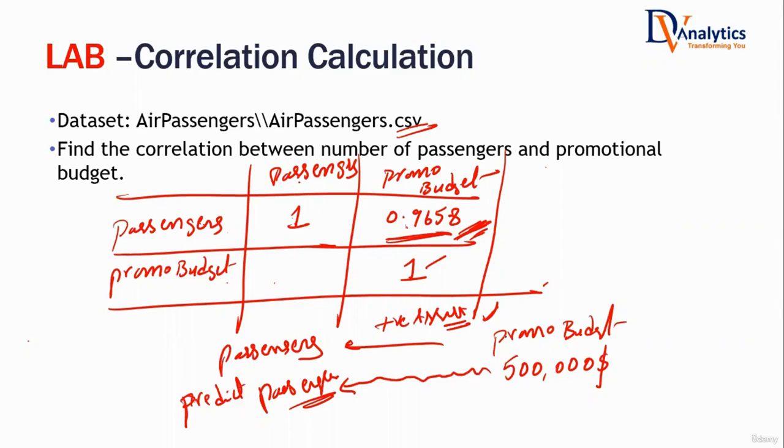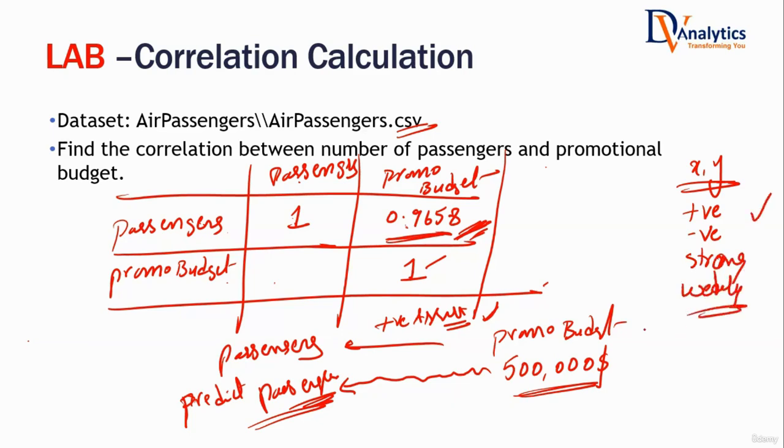This is a simple question that the client is asking. What is the question? Since you're saying that promotional budget and passengers are positively associated, and next week we are planning to spend $500,000, can you predict passengers? That's the question. Now, what will be our response? Correlation coefficient, what can it do between X and Y? Correlation coefficient will tell you whether X and Y are positively associated, negatively associated, strongly associated, or weakly associated. That it can tell you. Yes, it does a good job there.